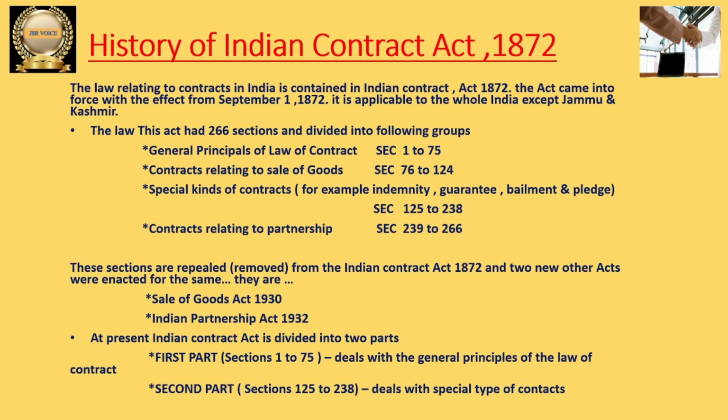And the remaining two are there in the Indian Contract Act at present, divided into two parts. The first part is sections 1 to 75, related to the general principles of the law of contract, and the second part is sections 125 to 238, related to special types of contracts. Okay, this is the history of the Indian Contract Act 1872.